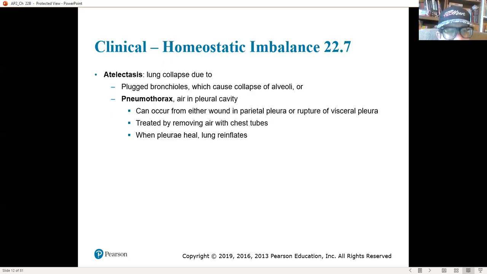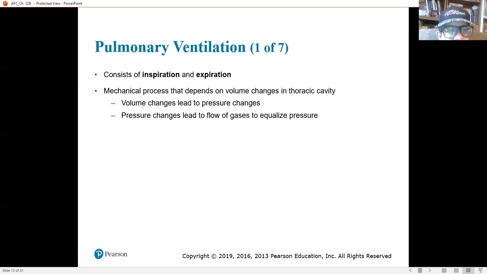Yeah, so pneumothorax, inspiration, expiration. Oh, yeah. So we're not talking ventilation. This is a new section, 1 and 4. So pulmonary ventilation. Ventilation is the movement of air. It consists of inspiration, where we're pulling the air in, and expiration, where the air is exiting. But either one is ventilation, movement of air.